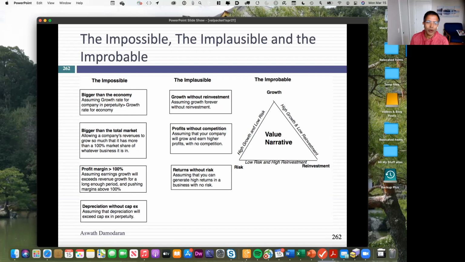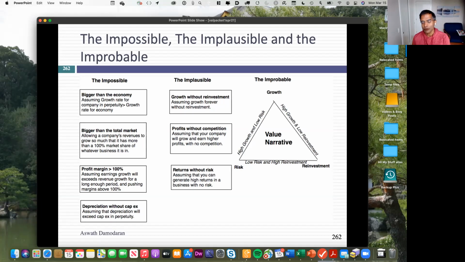Or you'd see valuations where the costs get cut every year because of efficiencies, but the analyst forgets to stop, and the costs get cut and cut and cut and they go to zero and they keep going. In other words, your margin just got above 100%. Impossible valuations. But what's an implausible valuation?